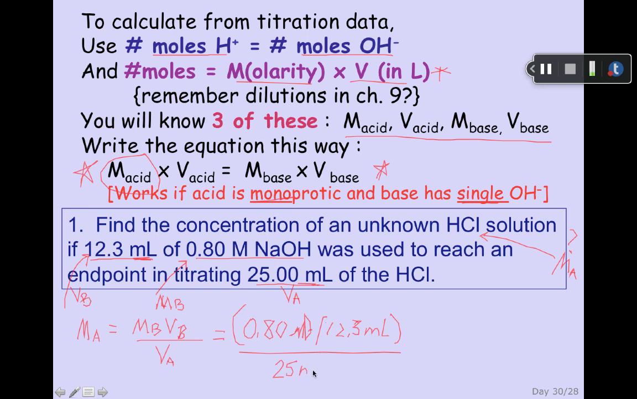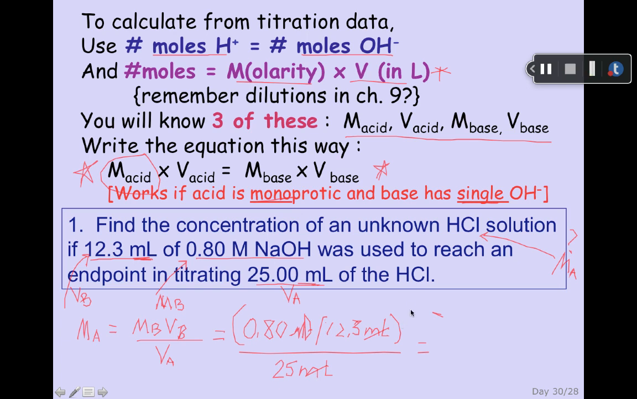And so if we put this all together, the milliliters will cancel, and we can do a math problem. The math problem means get out the calculator. So the top is 0.8 times 12.3 divided by 25. Get out your calculator and try it with me. I'll pause to do mine. The value my calculator displays is 9.